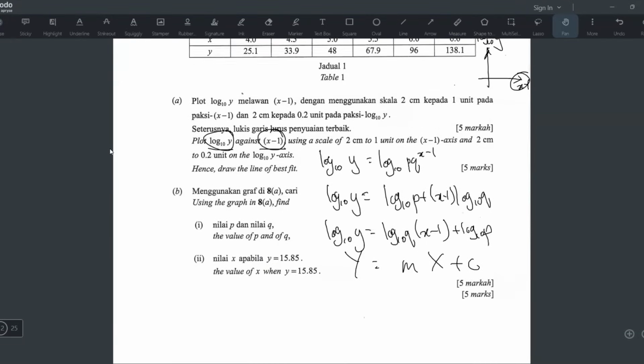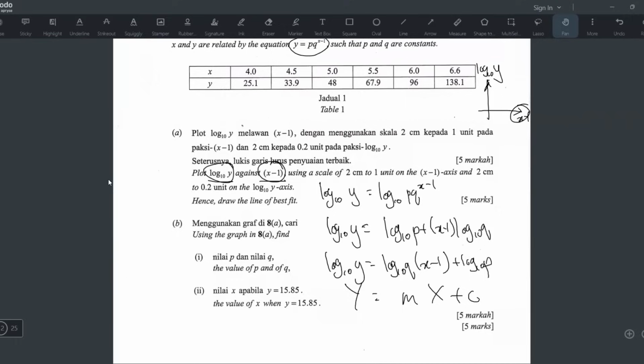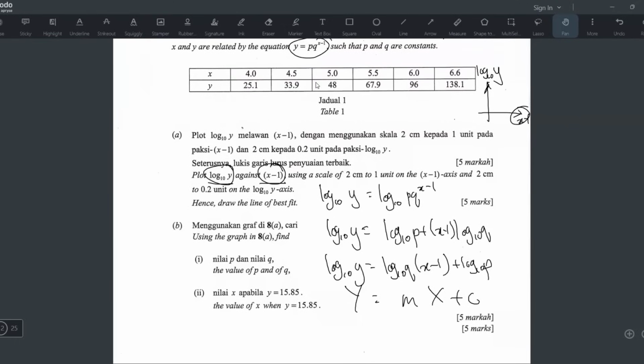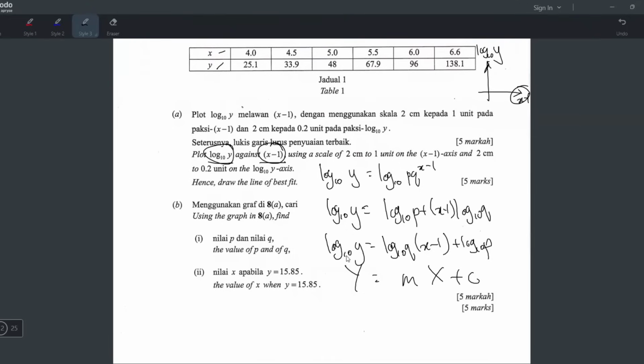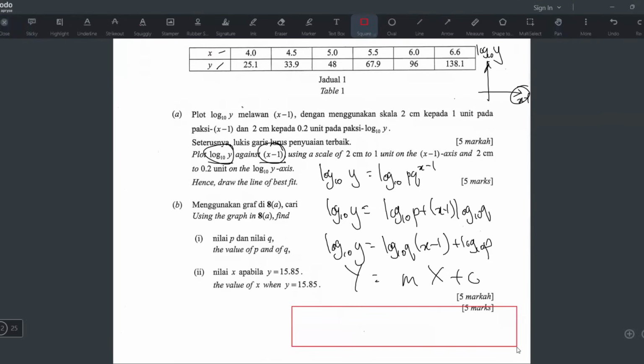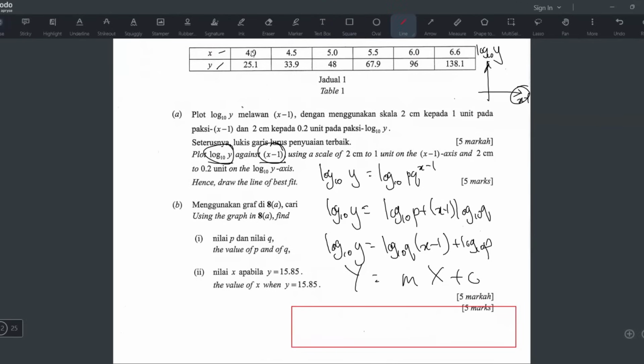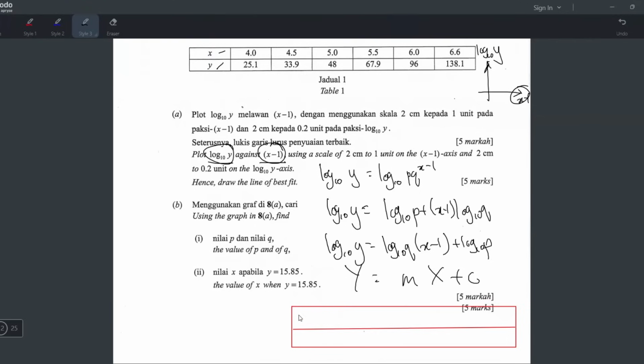Now for the next step, draw a table. Draw a new table because this table that they give us cannot use already. This one is y against x, but now your y-axis and x-axis are modified, become log y and x minus 1. So you have to draw a brand new table. And got how many points? 1, 2, 3, 4, 5, 6 points. So here will be x minus 1, that's the new x-axis, and then the new y-axis is log y.